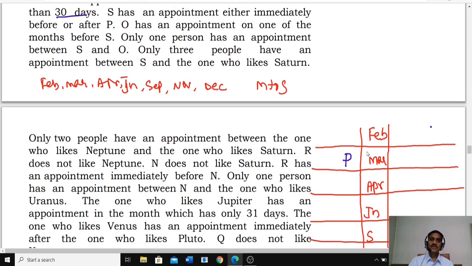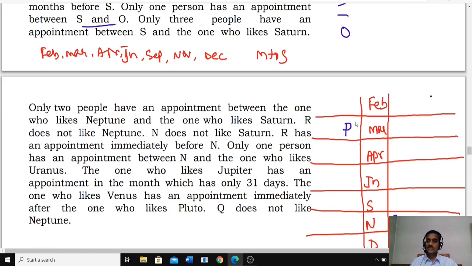O has an appointment on one of the days before S, with only one appointment between S and O. And S is before O, with exactly one between S and O. Now here S is finalized, O will be here. What happens here? Now S and P.